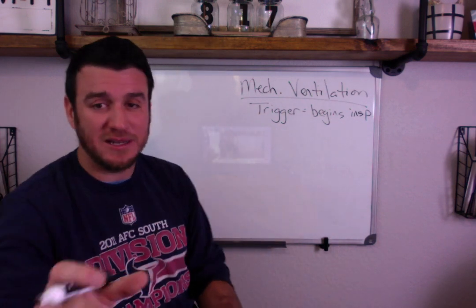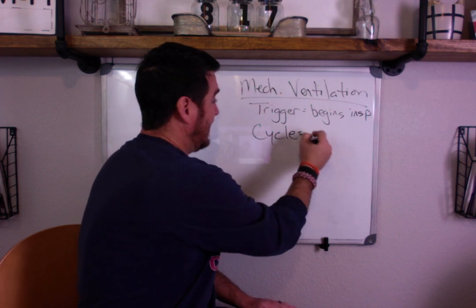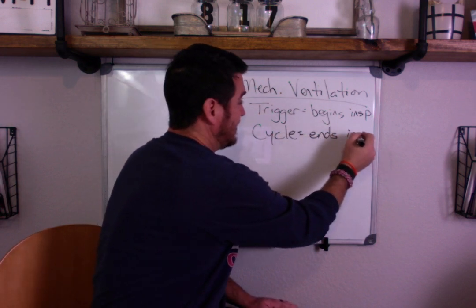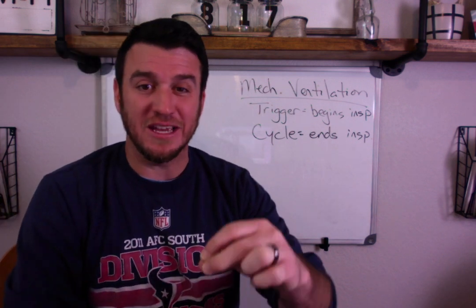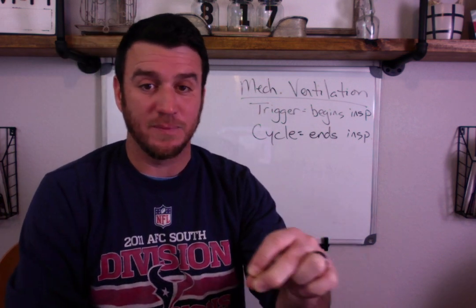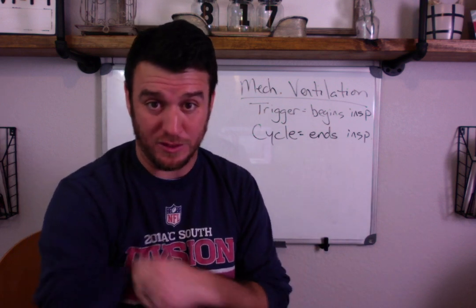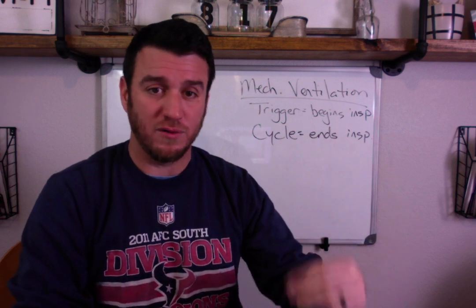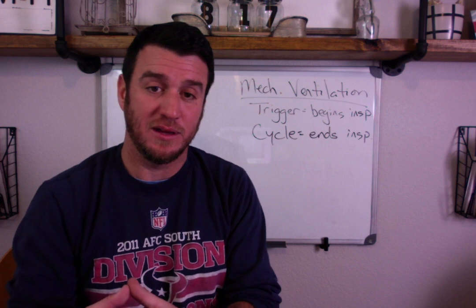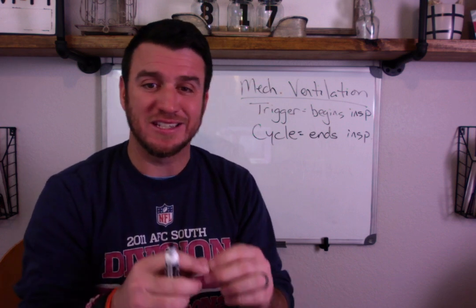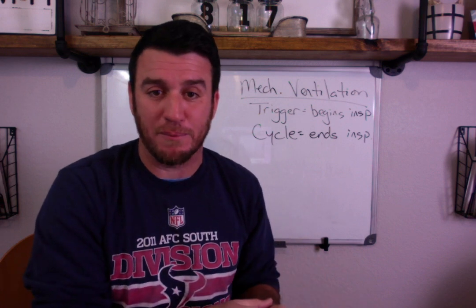Now, and this is a big deal, the next one we've got to talk about is cycle. Okay? Cycle ends inspiration. So your cycle mechanism is what tells the ventilator to stop giving the breath and allow exhalation to happen. Okay? If you're in volume control, this is volume. If you're in pressure control, this is I time. If you're in pressure support, this is flow decay based on the patient's inspiratory flow for that breath.